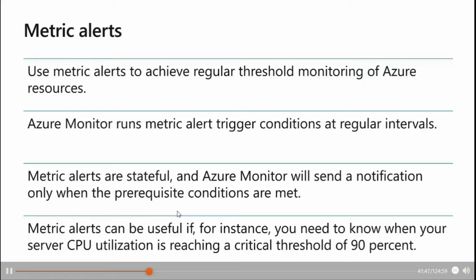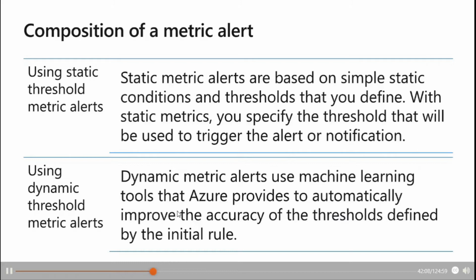And then metric alerts can be useful if, for instance, you need to know when your server CPU is reaching a critical threshold of X percent. So this is an example, and I'm going to do an example exactly on that so that we can see exactly that. What about the composition of an alert?